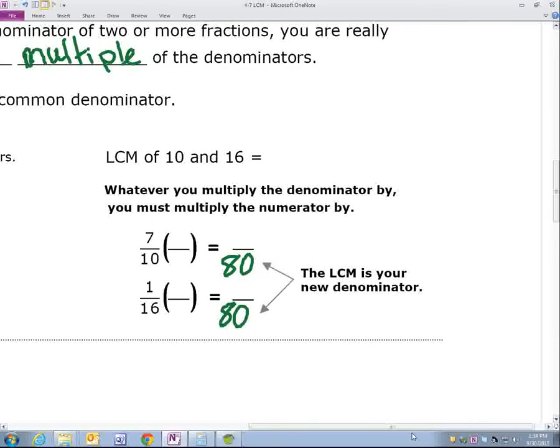So we have to say, what did we do to the 10 in the denominator to get to 80? Yes. We multiplied it by 8. So I'm going to put an 8 here. And it says that I have to do the same to the bottom and the top. That's the multiplication property of equality. Then we have to multiply top by bottom.